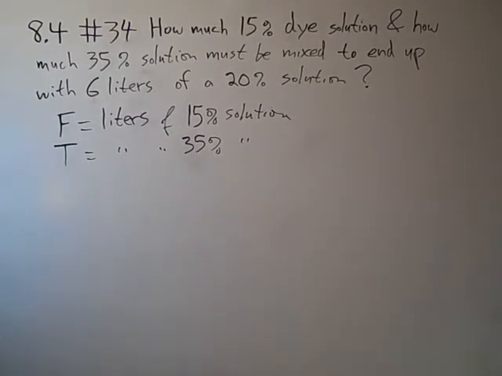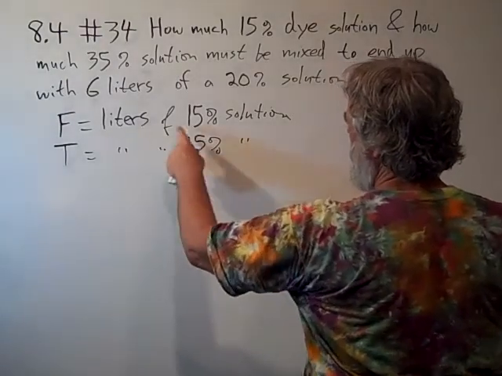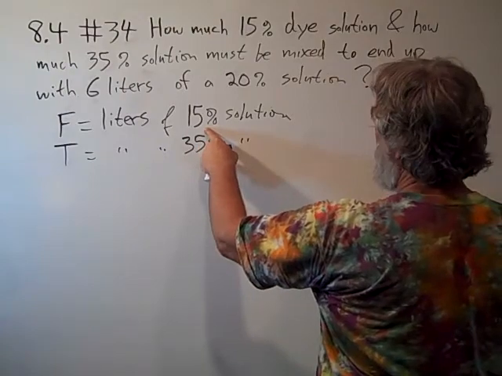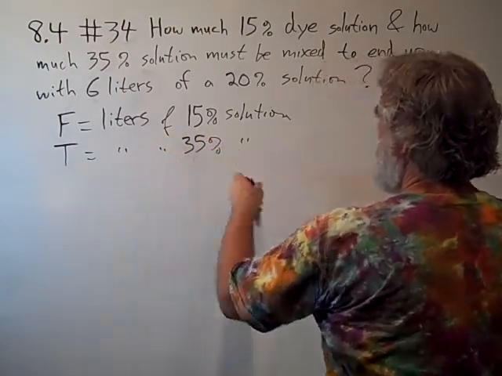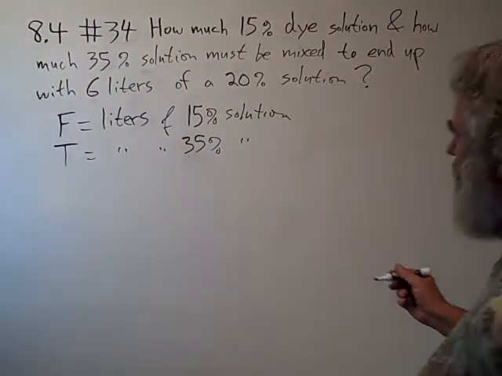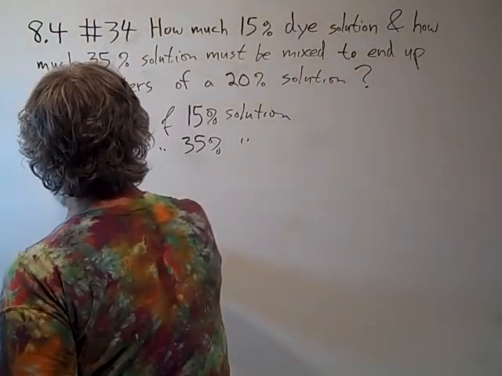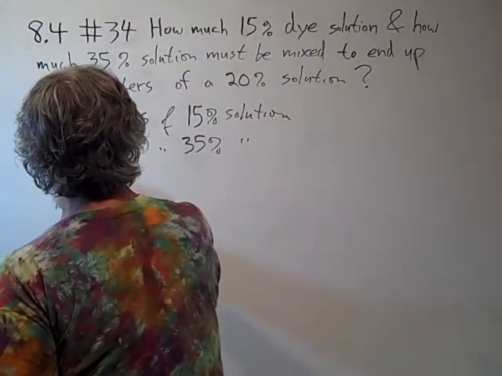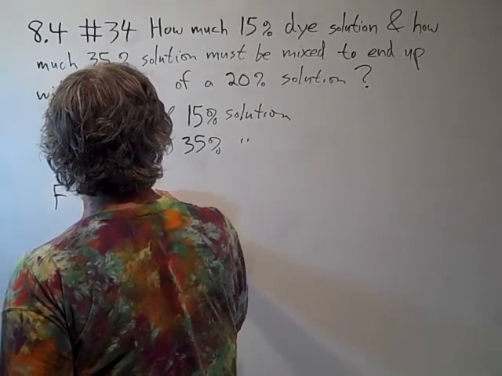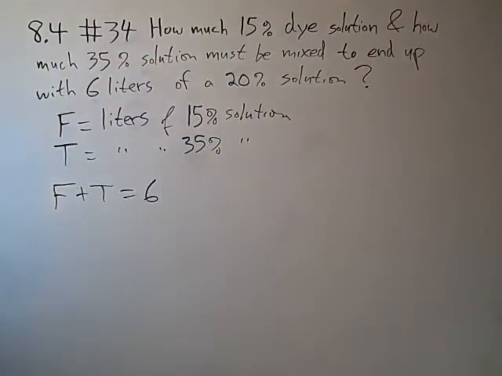How much 15% dye solution and how much 35% dye solution must be mixed to end up with 6 liters of a 20% dye solution? So let's let F stand for the number of liters of a 15% solution we'll be mixing, and T is the number of liters of a 35% solution that we're mixing. So the total number of liters, F plus T, has to add up to 6 because there's 6 liters.